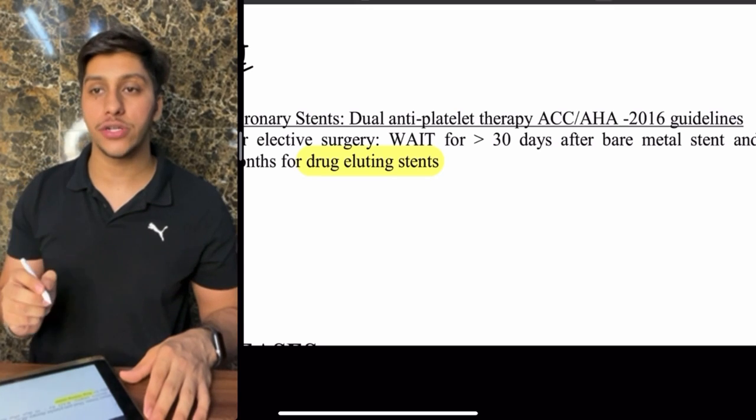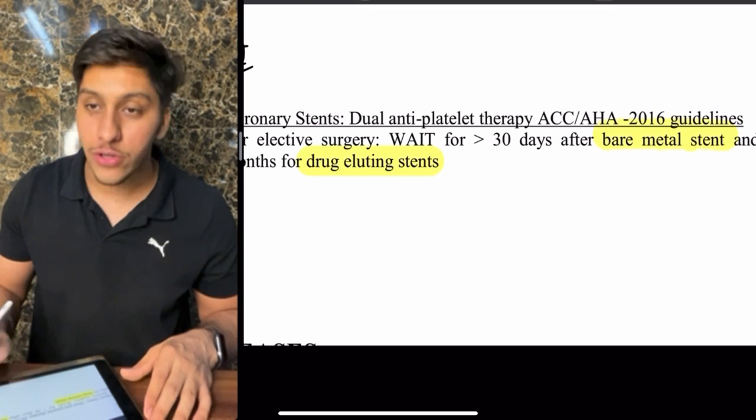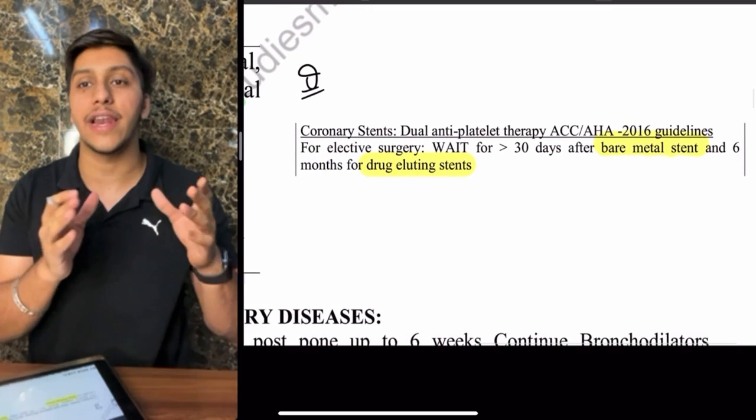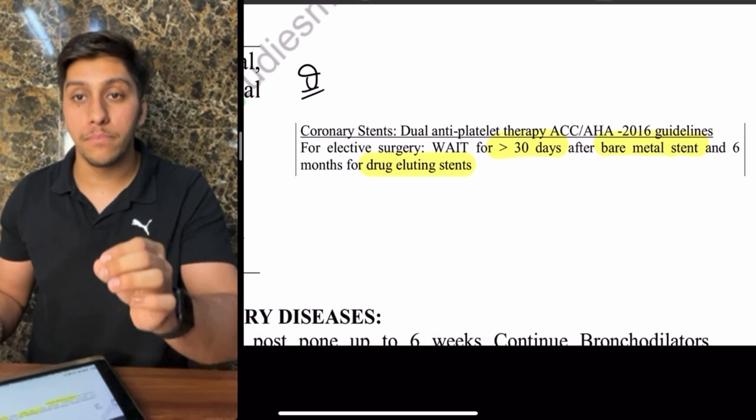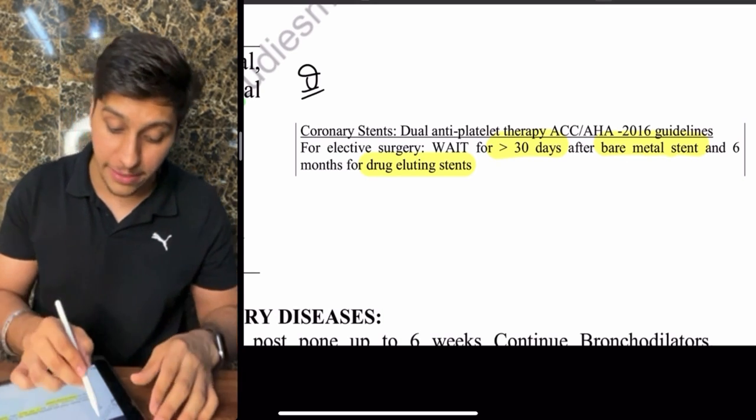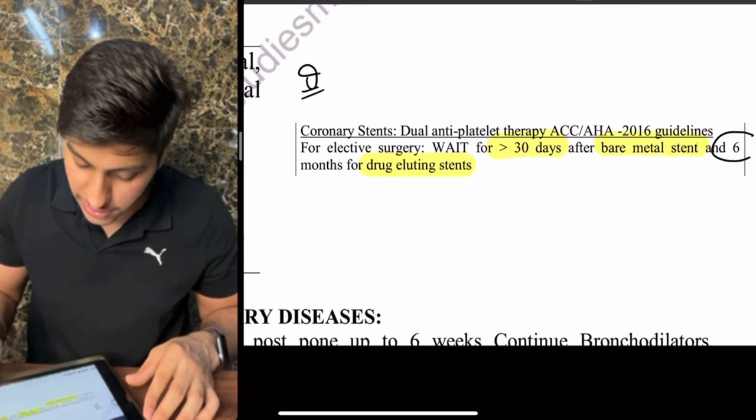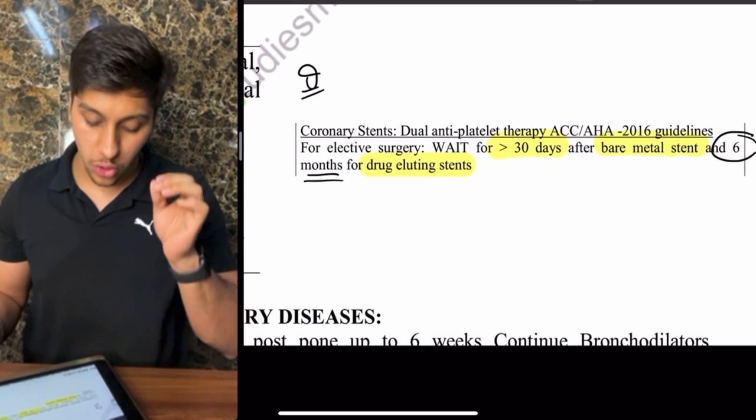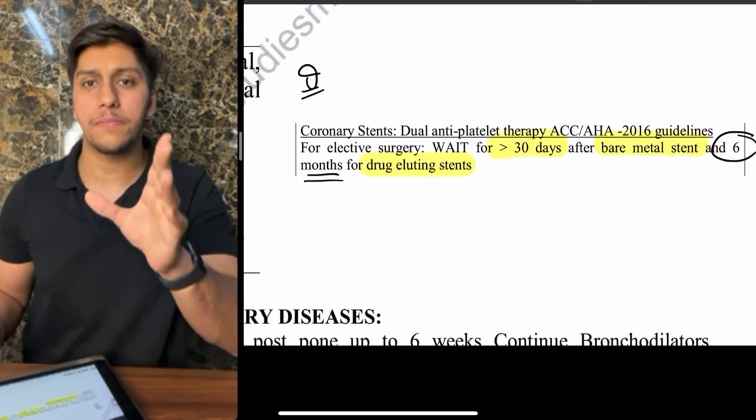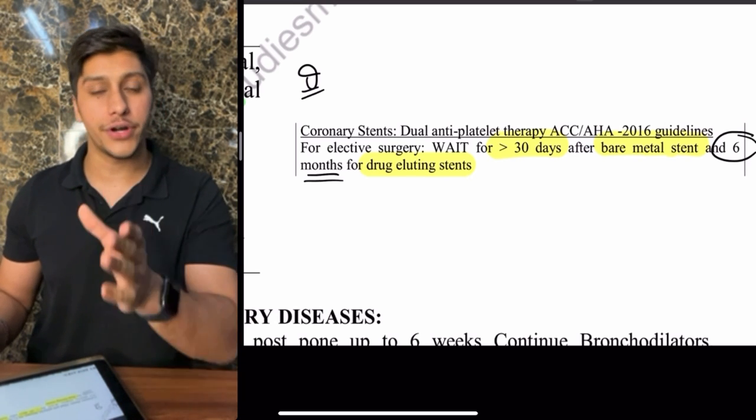If you have a patient who has a bare metal stent, you will ask the patient to delay the elective surgery for more than 30 days. While if he has a drug eluting stent, you will ask them to delay the surgery by up to 6 months. So that is the difference. As I said, the coronary stent will be of 2 types: one is a bare metal stent, the other is a drug eluting stent.